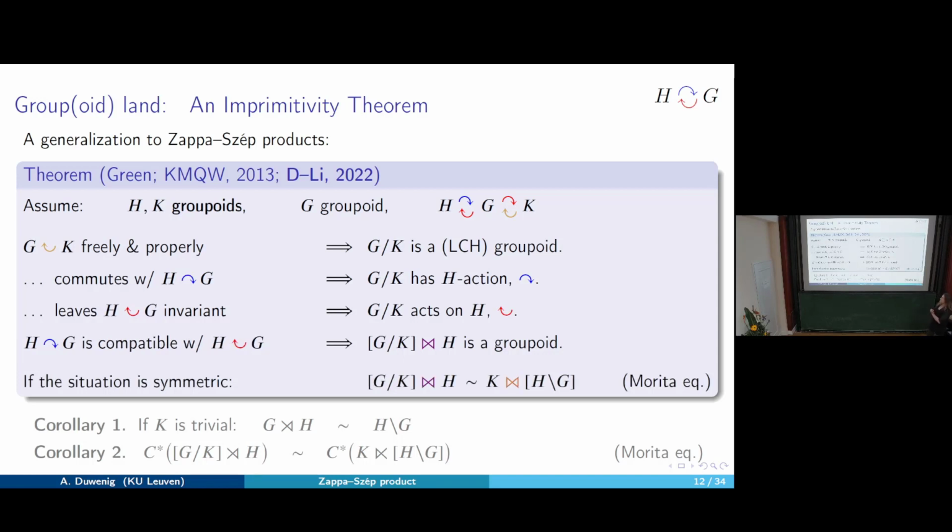And again, if the situation is symmetric, you get that the two Zappa-Szép product groupoids are actually Morita equivalent. And again, you get the same type of corollary. The Zappa-Szép product is equivalent to the quotient, and these two C-star algebras are Morita equivalent. Okay, wonderful. Our first little groupoid theorem.